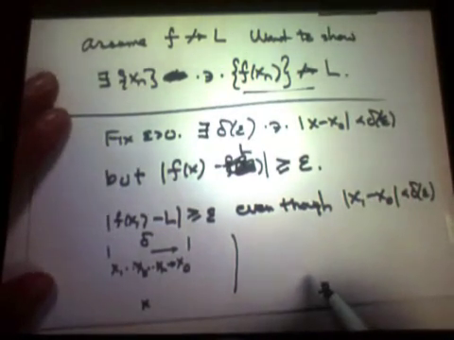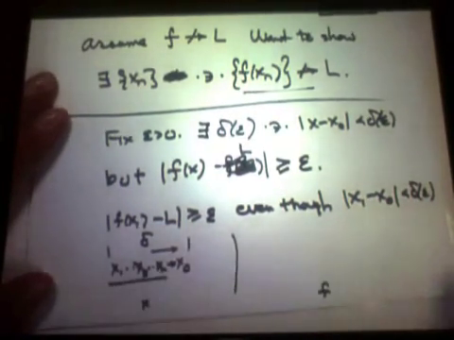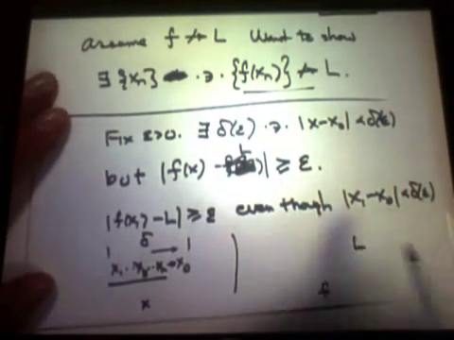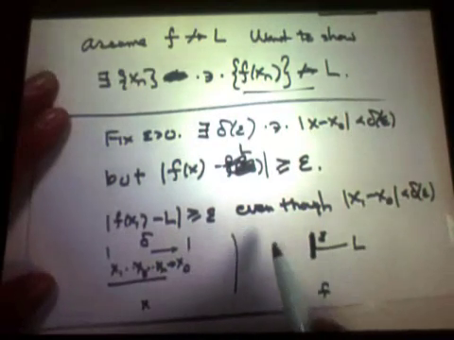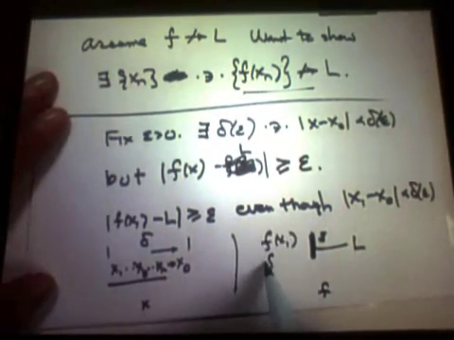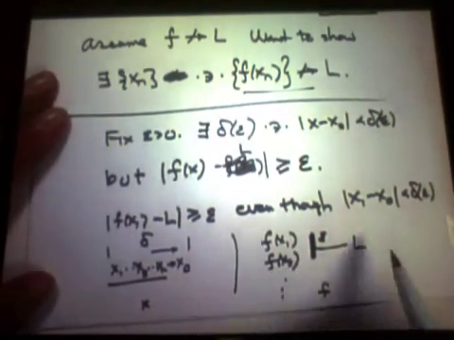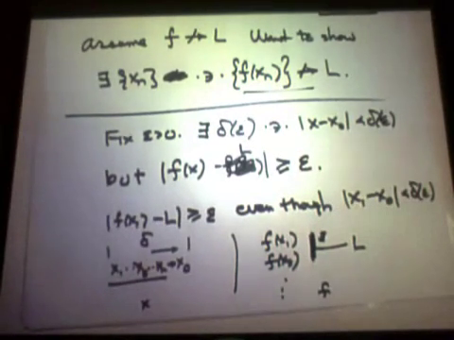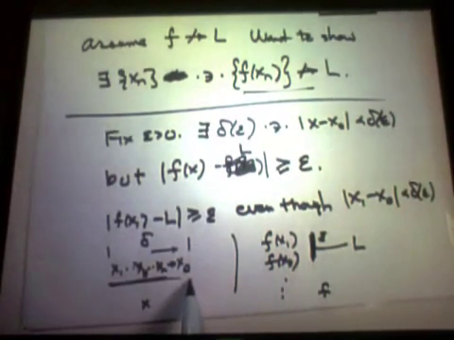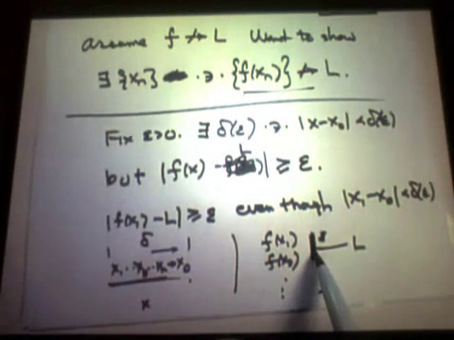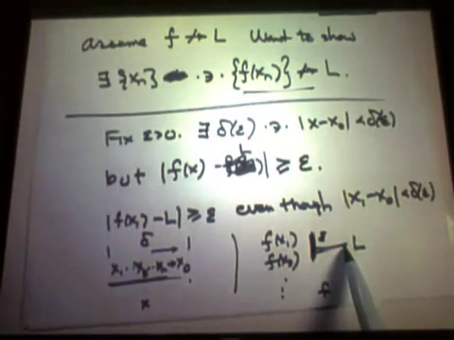And what's going on over here? F of each one of these things, here's L over here. Here's the distance epsilon. There's a wall here. So f of x1, f of x2, f of x3, all of them are stuck beyond the wall. They can't get in to converge to L. So even though this sequence converges, the sequence of function values does not.